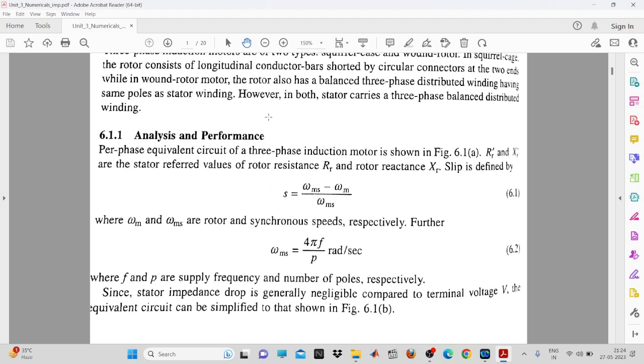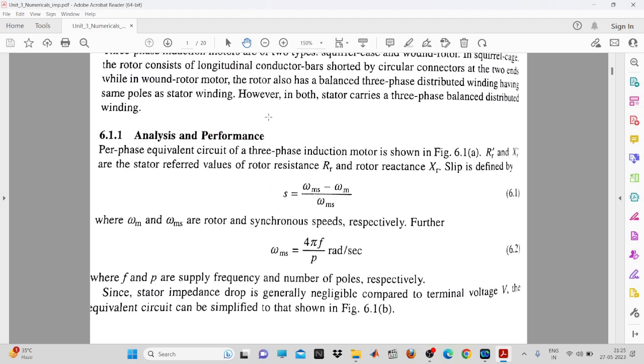The induction motor is an AC motor, which converts three-phase electrical power into mechanical power. In that case, your input power will be 3 into V into Is into cos phi. This is the same as the synchronous motor, because the synchronous motor was also an AC motor. Now, the power will transfer from the stator, then to the air gap, and then to the rotor. Ultimately, we want the power to be available at the shaft.